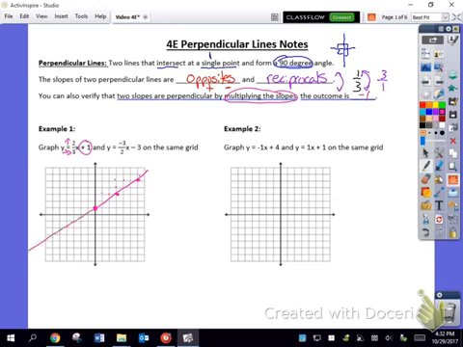Now, let's look at the second one. The second one, I'm going to start at -3 on the y-axis, 1, 2, 3. And since it's negative, I'm going to go down and to the right. So down 3, 1, 2, 3/2. Okay. Now, when I draw this, notice these are right angles. Okay. So those are perpendicular.